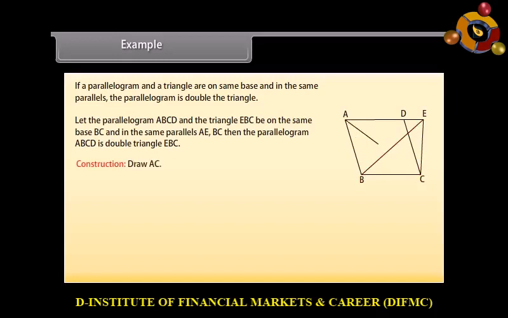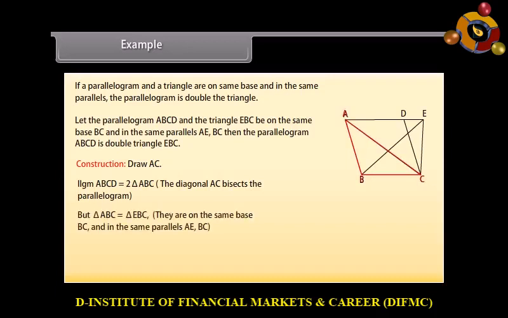Construction. Draw AC. Since AC bisects the parallelogram, therefore the parallelogram ABCD is double triangle ABC. But triangle ABC is equal to triangle EBC because they are on the same base BC and between the same parallels AE and BC. Therefore, parallelogram ABCD is also double triangle EBC, hence proved.